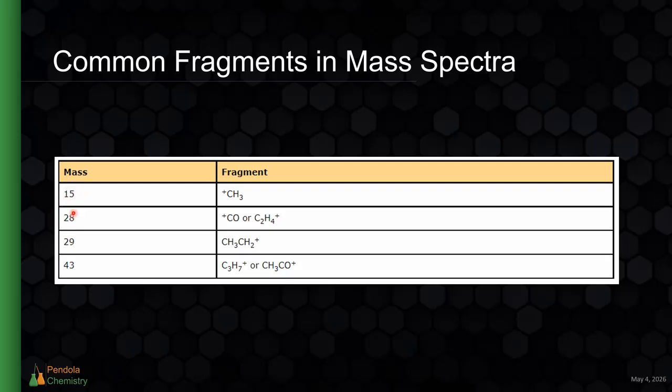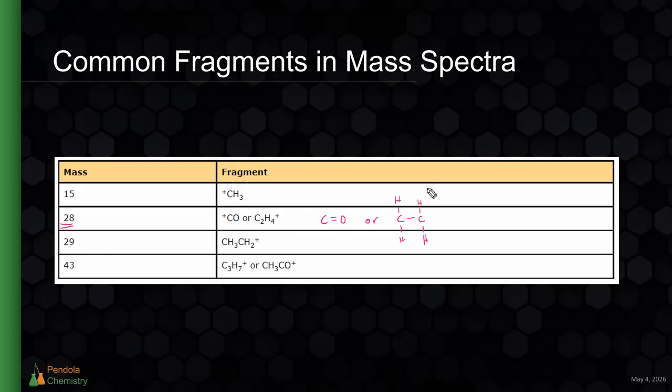If we see a peak at 28, that is more than likely either a carbonyl, carbon double bond oxygen, or a C2H4 peak, where we have 2 carbons and 4 hydrogens. So either of these will give you a peak at 28 because they both have molar masses of 28.